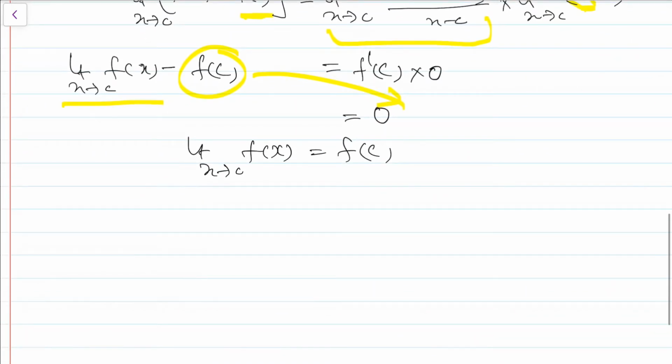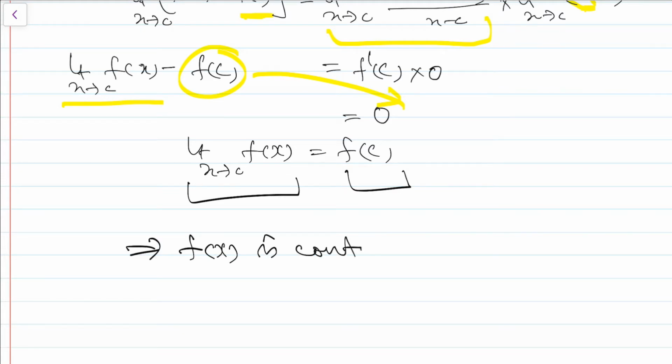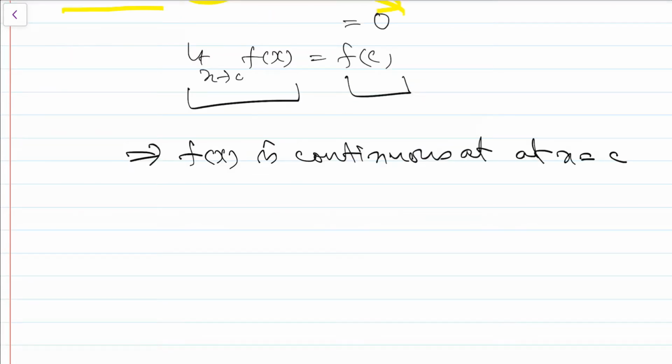It implies that at x equal to c, its left limit, right limit, and value of the function are equal. It means that f(x) is continuous at x equal to c. Now, based on this result, we have a corollary one. Every differentiable function is continuous. It doesn't mean that if a function is not differentiable at that point, it is not continuous at that point.